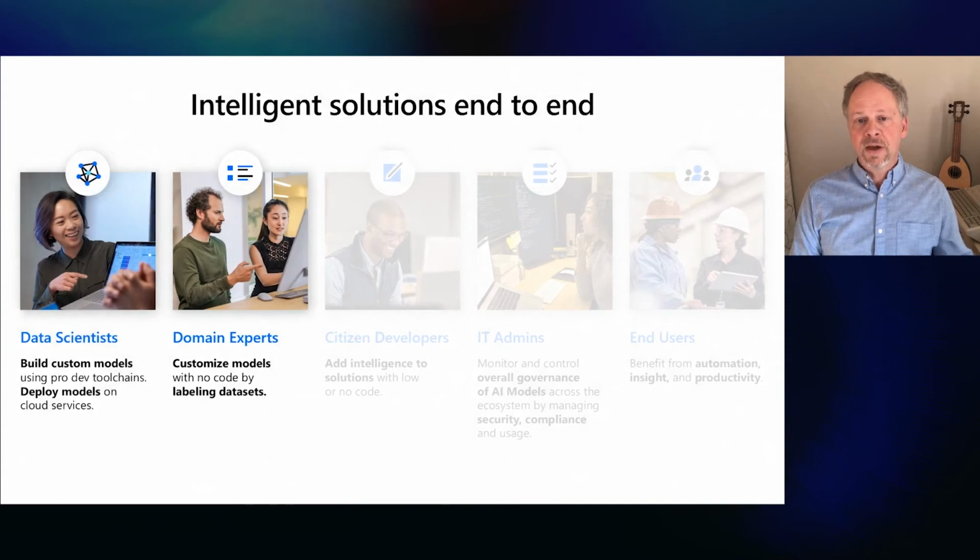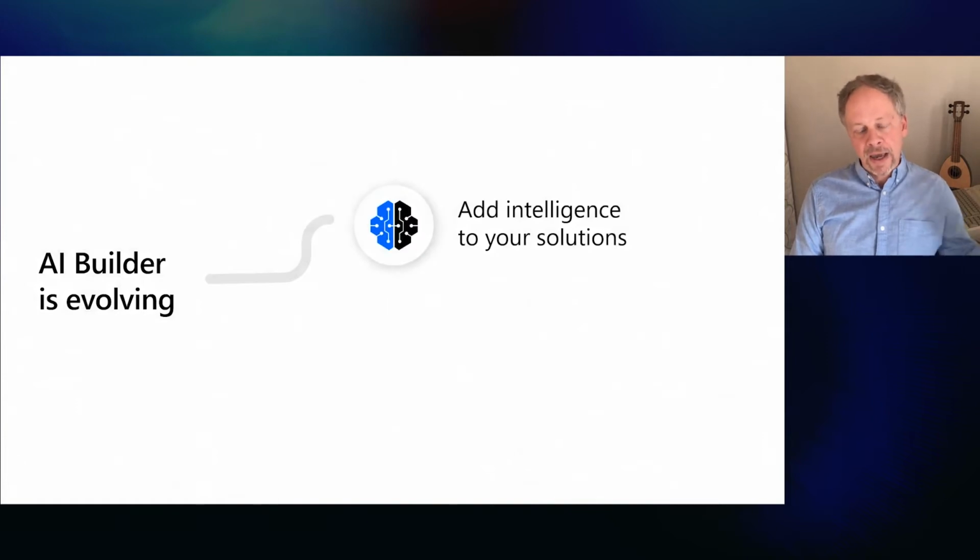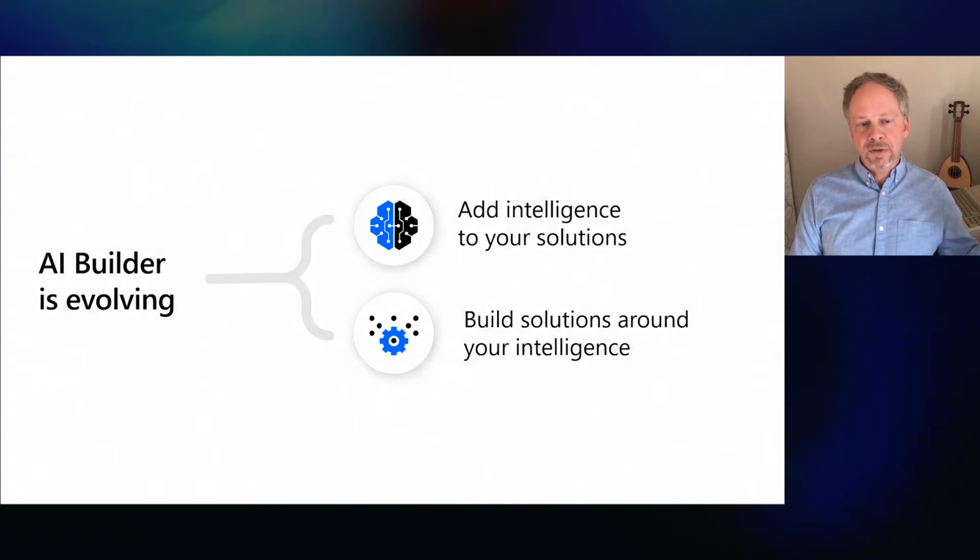Similarly, some companies have data scientists, sometimes teams of data scientists, who are creating very finely tuned custom models, and they're doing it with lots of code, things like Python, and they would like to use those models with AI Builder. And so what this means is that AI Builder is evolving. We originally created it to add intelligence to your solutions, and now we also are using it to build solutions around your intelligence. Let me show you how this works.